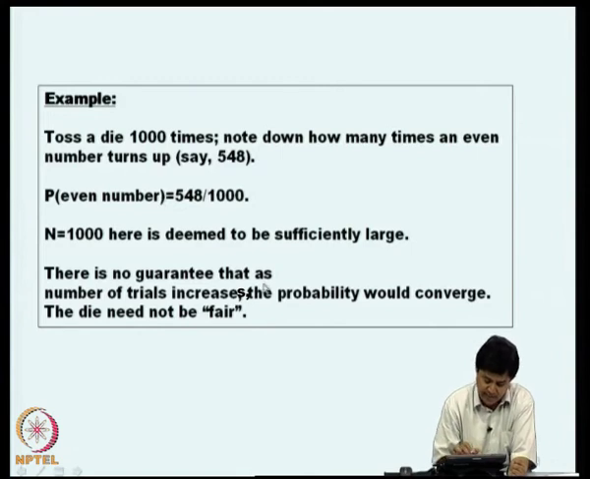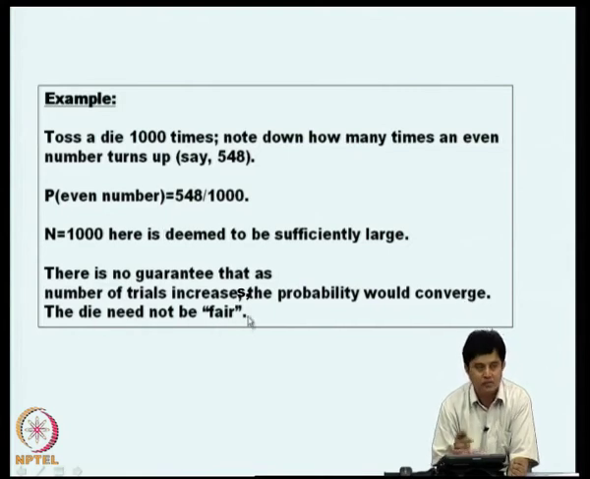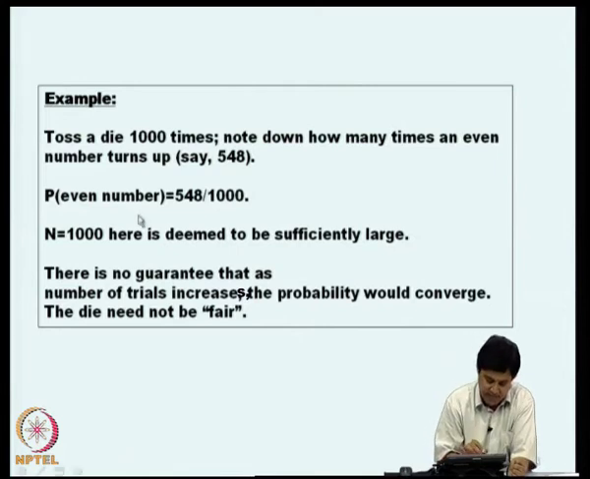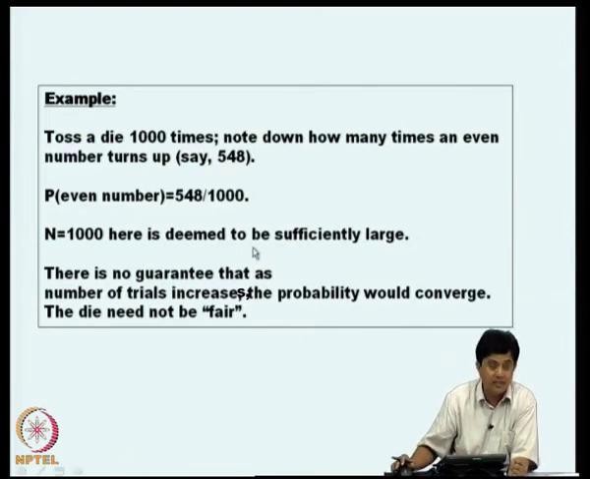There is actually no guarantee that as the number of trials increases, the probability would converge. Of course, this allows for the fact that the die is not fair. I may be tossing the die 1000 times in a particular manner, and if I start tossing in a different way, there could be some systematic changes. So, this sense of convergence is not very clear.